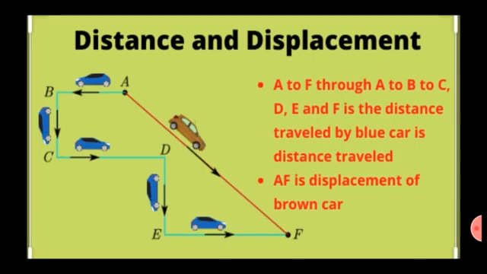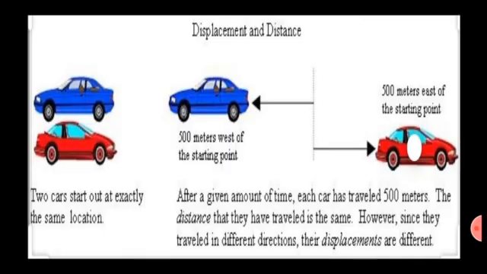Now here in the figure you can see A to B to C, D, E and F. The distance travelled by the blue car is the total path, and AF is the displacement of the brown car. Distance and displacement. Another example for displacement and distance.